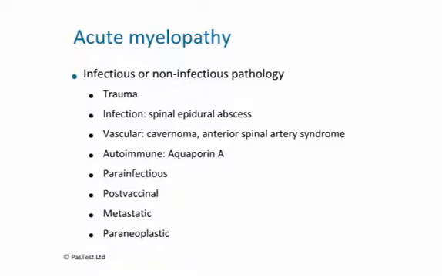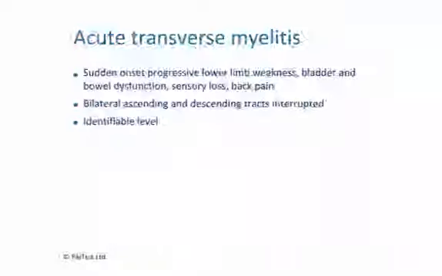are the paraneoplastic manifestations. Acute transverse myelitis is manifested by sudden onset of progressive lower limb weakness, associated bladder and bowel dysfunction, and sensory impairment as well as backache. The backache and systemic symptoms may be predominant in spinal epidural abscess. There is affection of bilateral ascending as well as descending tracts, and I have put the section of the spinal cord with various tracts in the next slide.